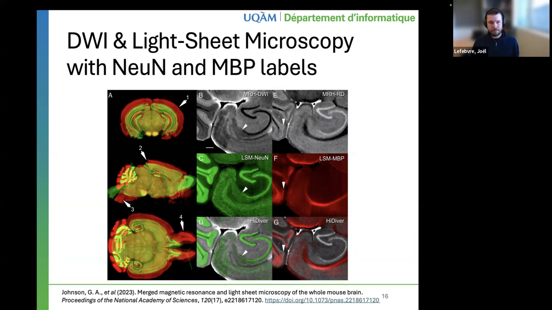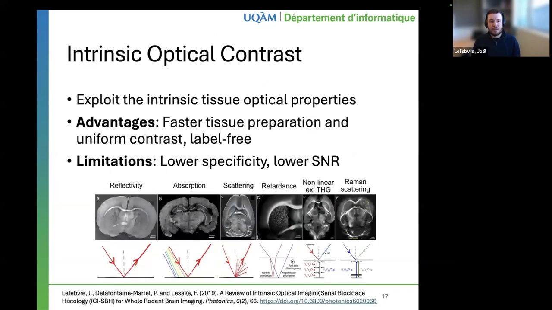Okay, so those were a few targeted optical imaging techniques where we have to label what we want to see before doing imaging. Another category of techniques is what we call intrinsic optical contrast imaging. This is where we use the existing light matter interactions in the brain to map what is happening in the sample. So we can use different techniques. We can measure what light is reflected, how much, which light is absorbed by the sample, which light is scattered. We can measure retardance, or we can use nonlinear effects like third harmonic generation or Raman scattering. And all of those techniques will give us different information about what is happening in the brain.